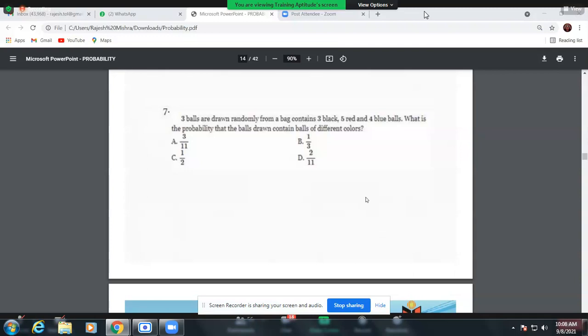3 balls are drawn randomly. Now to ensure that all the 3 balls are of different colors, black, red, and blue, it is understood you can only pick up one black, one red, and one blue. No other combination is possible. Now, how do you select? So the total outcome will be 8 and 4, 12. So 12C3, and different colors is 3C1 times 5C1 times 4C1.